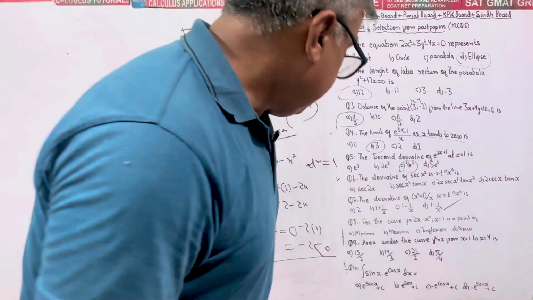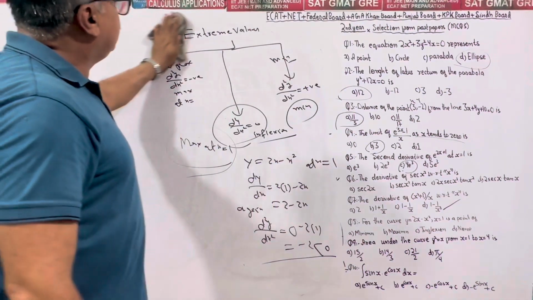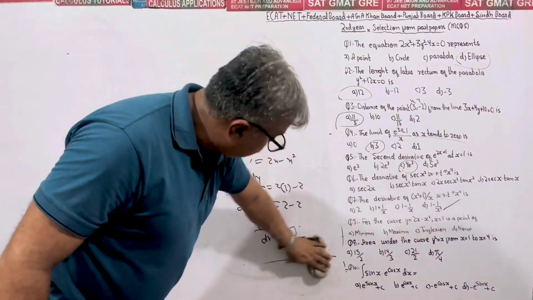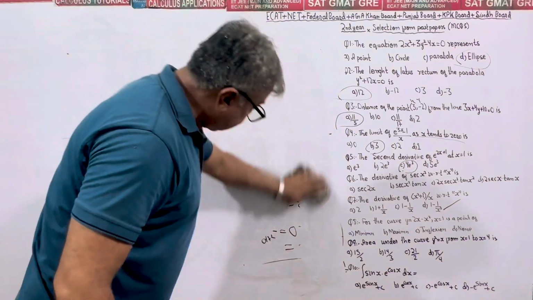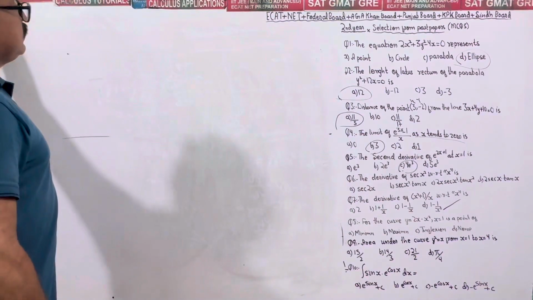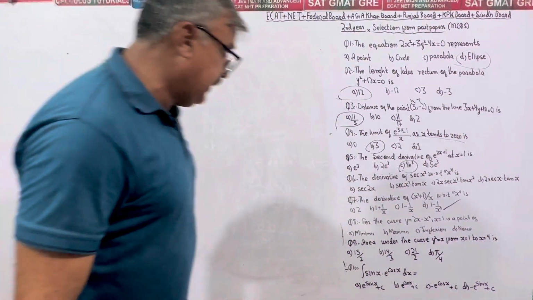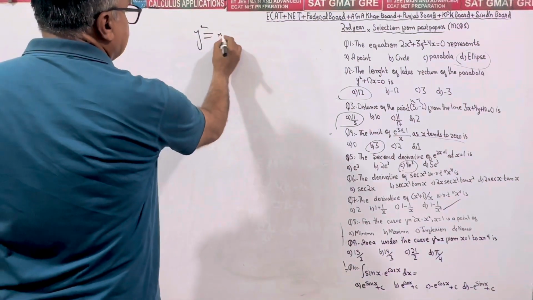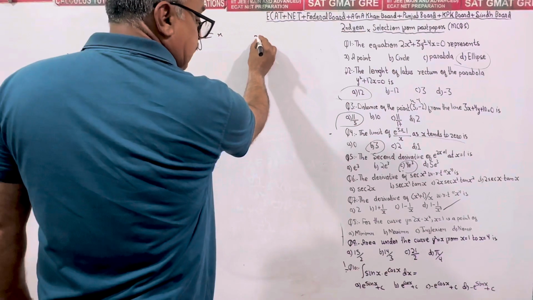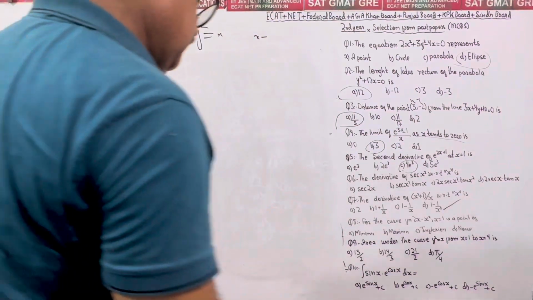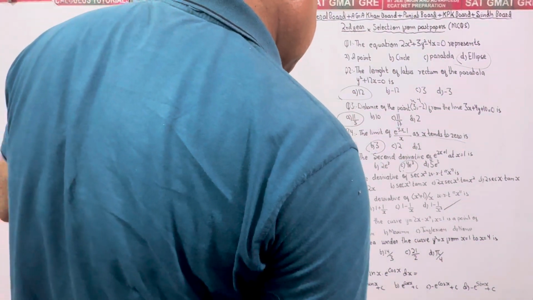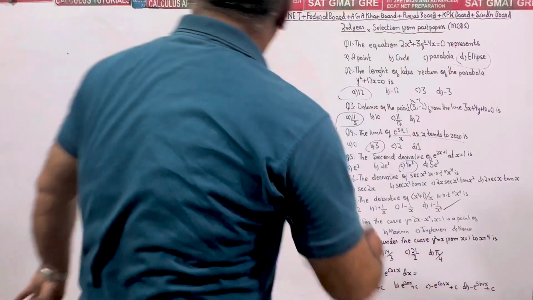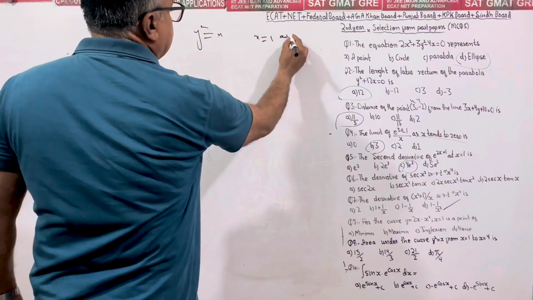Okay. Area under the curve. Question number 8. Area under the curve, or solving a differential equation, means integrate. We are given y square is equal to x, and the limits are given to us: x is equal to 1 to x is equal to 4.